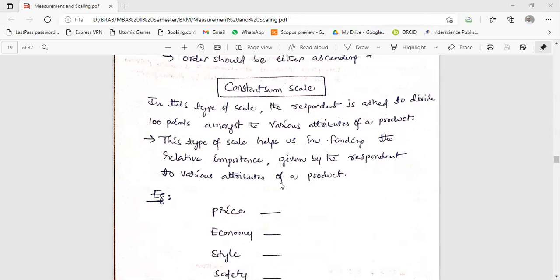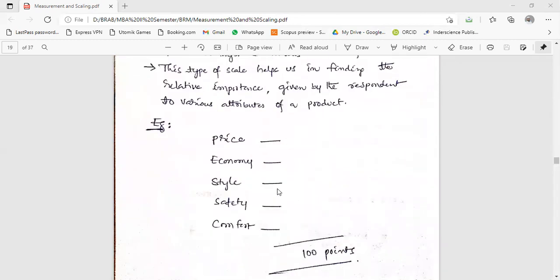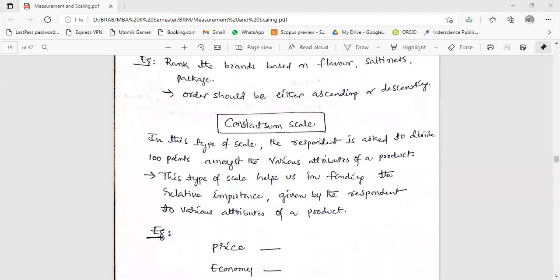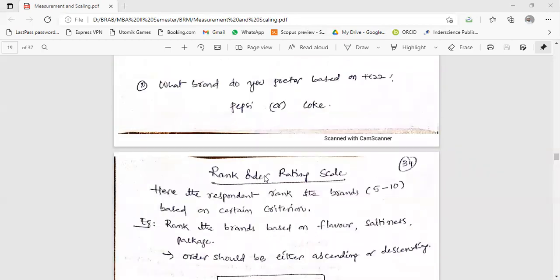So which attribute has been given more importance? Suppose you have taken one brand, say Pepsi. In that, what about price, economy, style, safety, comfort? Out of these 5 attributes, how will you divide the points? For example, for comfort you give 60 marks, and the remaining 4 you give 10, 10, 10. That means you are looking for comfort in the brand. Suppose you are looking for price, then price will be given importance. How you divide the total points among the various attributes becomes the constant sum scale. So these are all rating scales.